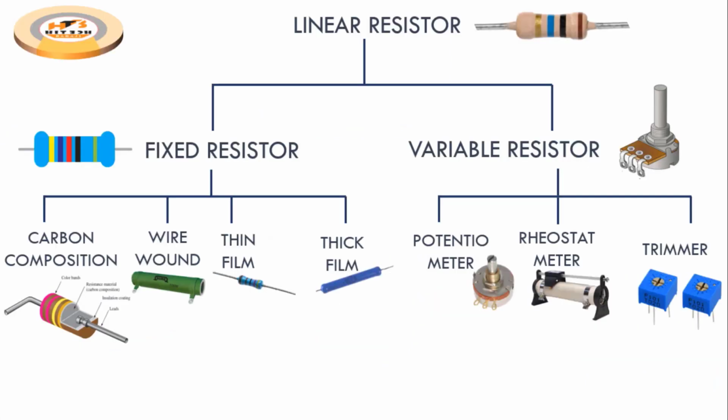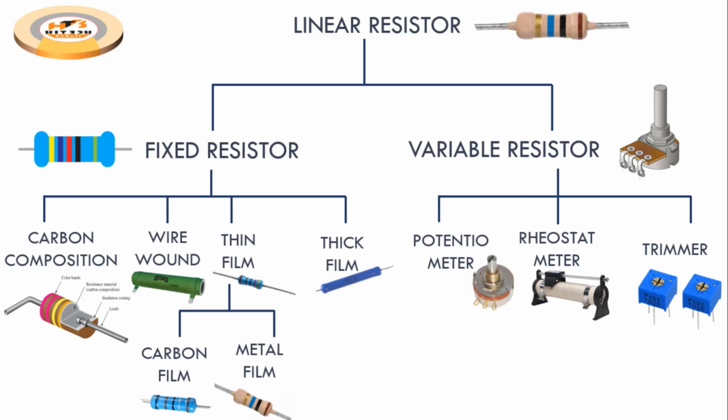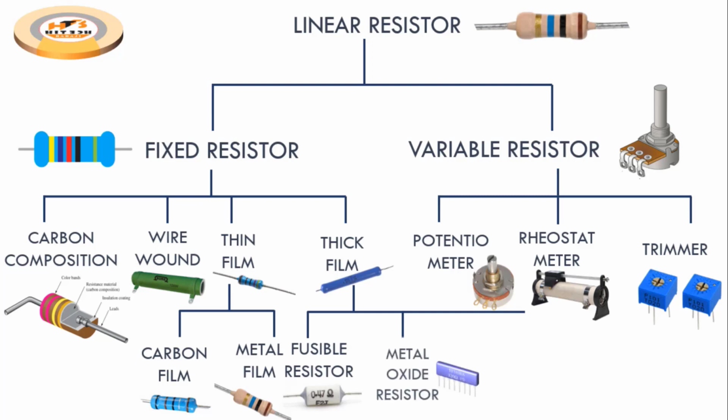Thin film resistors are further divided into two categories. One is carbon film and other is metal film. Thick film resistors can be further divided into three types depending upon the material used. One is fusible resistors, another is metal oxide resistors, third one is cermet resistors.